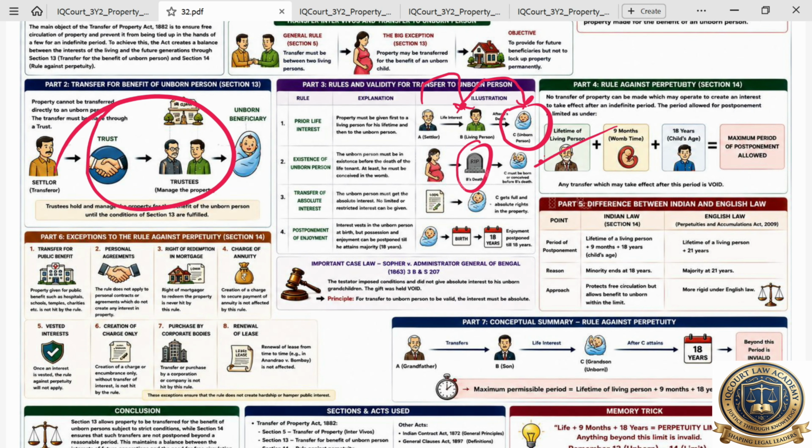At the time of death, the baby should be inside the womb. Then only it will be valid. The baby should get the full, complete rights in the property. But the transfer can be postponed till the baby reaches the age of 18. Beyond 18, they can't postpone the transfer.